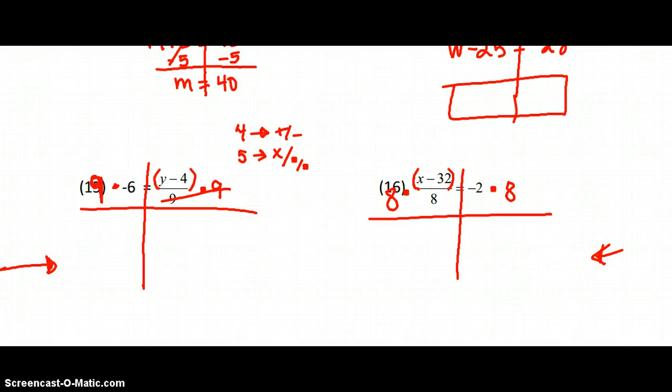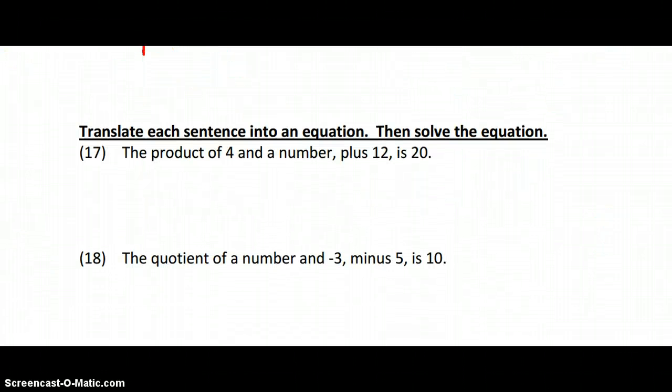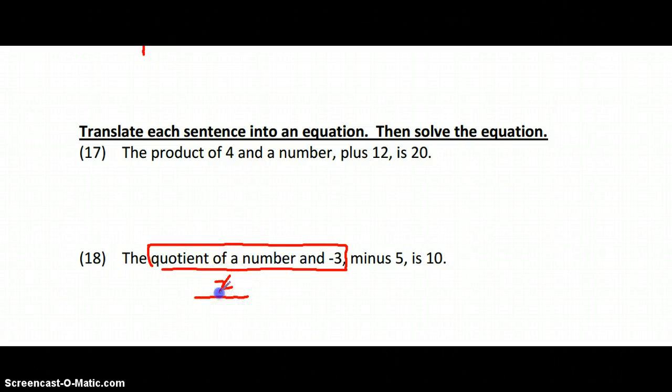And the other ones, remember, you need to choose 10. And then if you want to try one of these, you can. 18 is a hard one. The quotient of a number and negative 3, minus 5, is 10. So the division of a number and negative 3, minus 5, is 10. And then you solve for x.